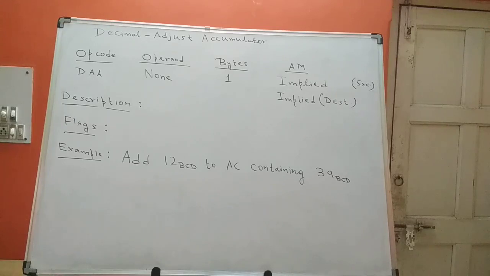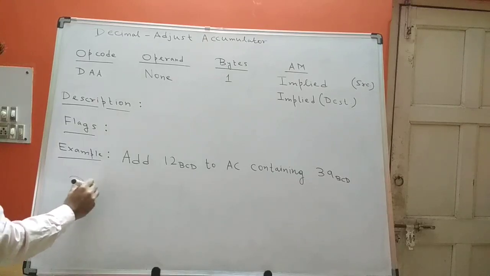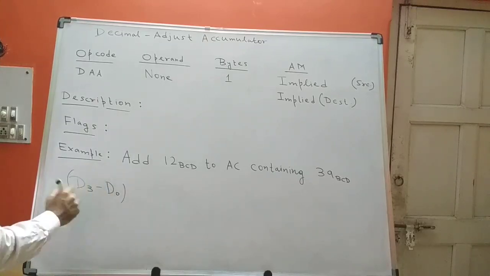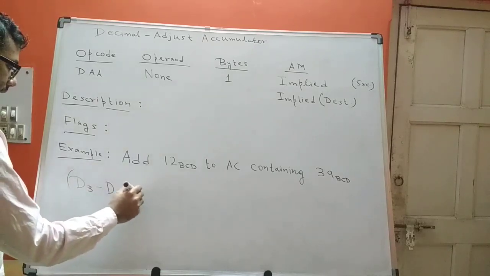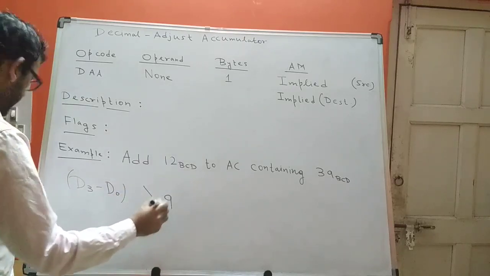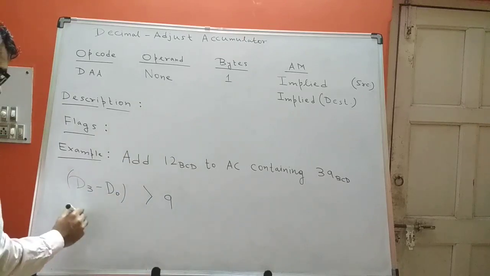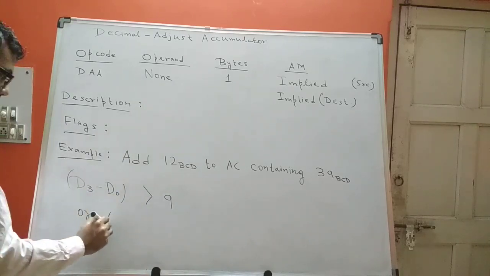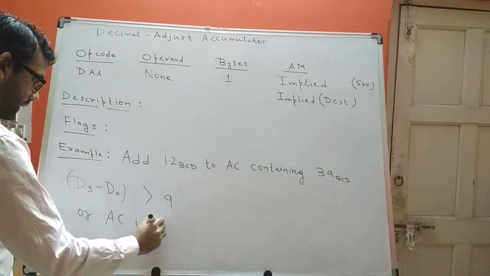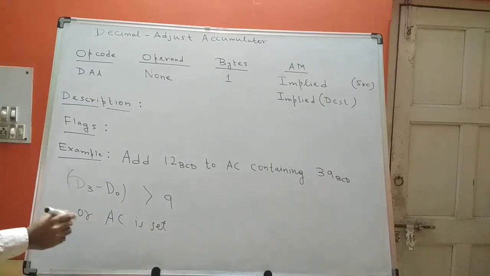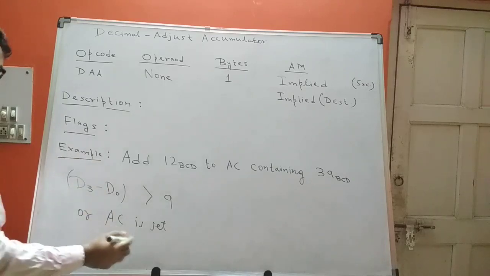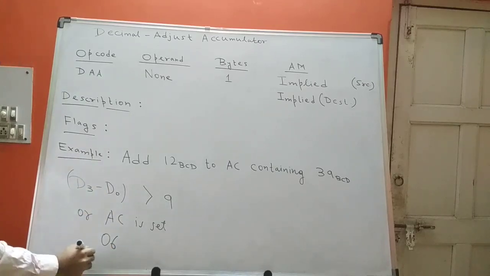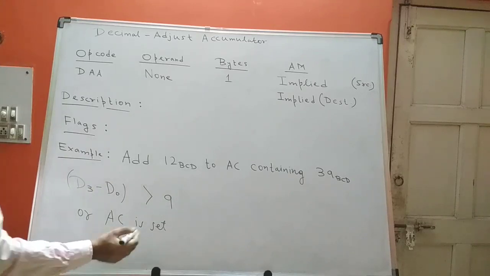Number 1: if the value of the low order 4 bits, D3 to D0, in the accumulator is greater than 9, or the auxiliary carry flag is set, the instruction, that means the DAA instruction, will add 06 to the low order 4 bits.